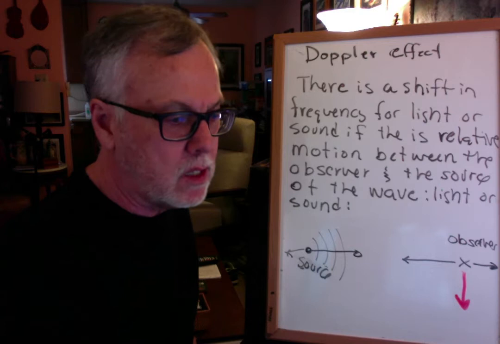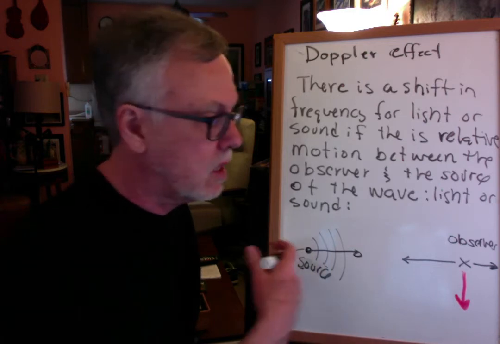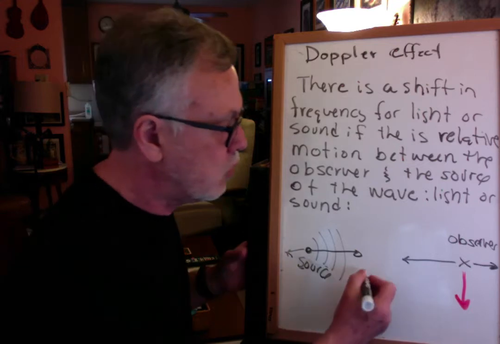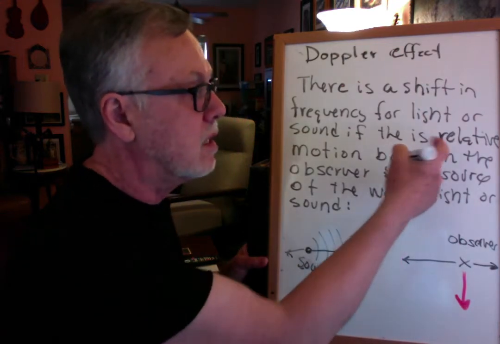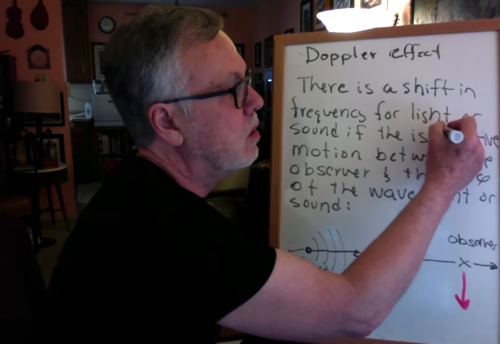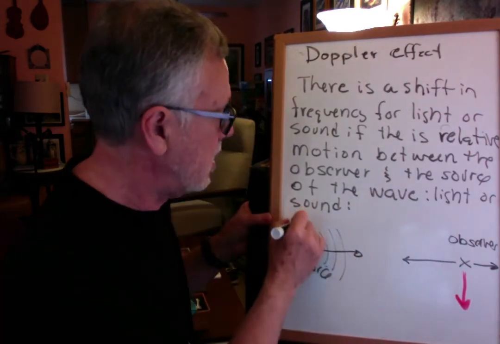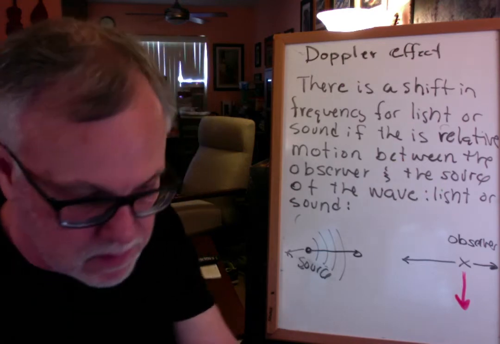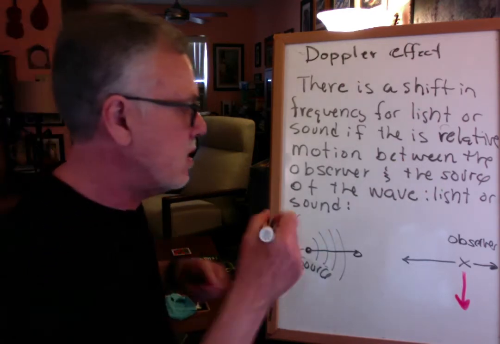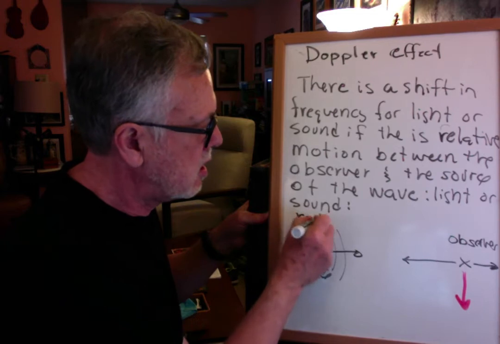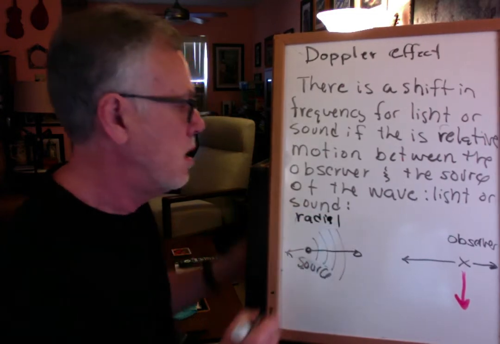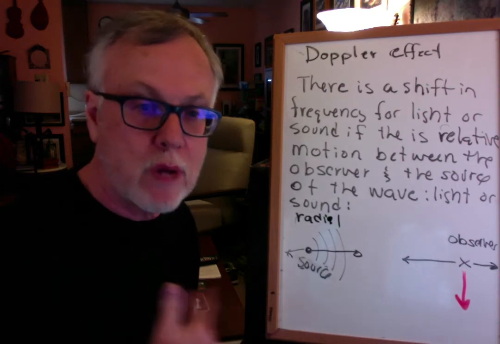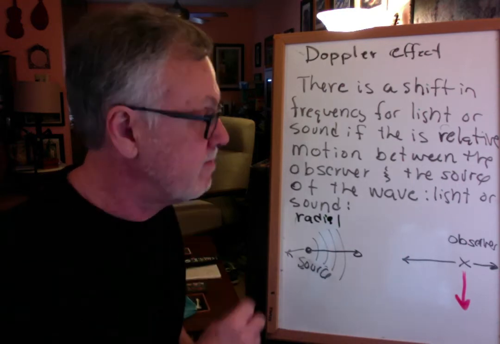Another way of saying this is radial motion. Radial means basically coming towards or away directly with one another. So another way to say this motion between, instead of relative, we can use something called radial. So that's another way of saying that motion. But you get the sense of it. You have to go directly towards or away from one another.